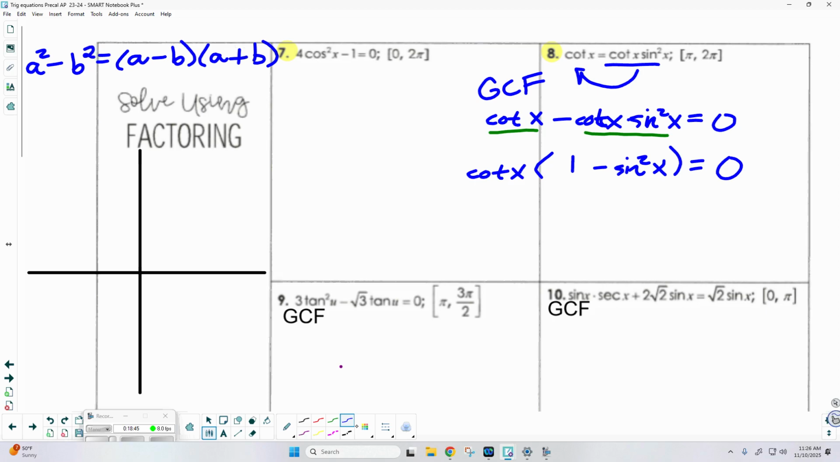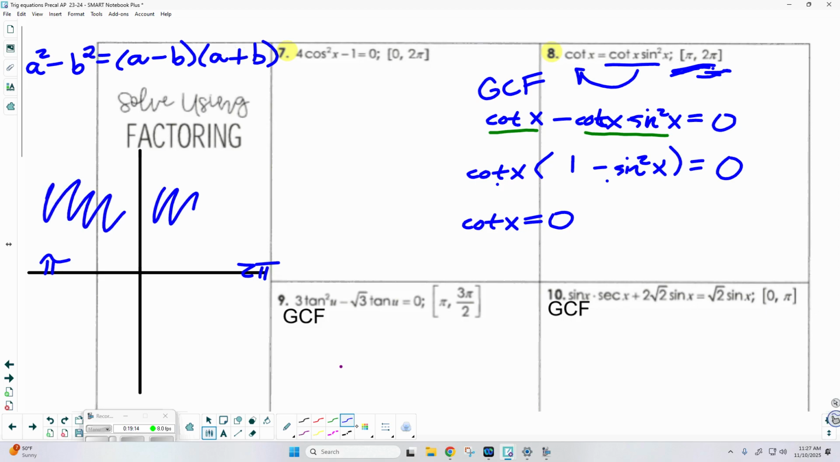Okay. Now again, the 0 product property. I'm going to take each part and set it equal to 0. So cotangent of x is equal to 0. Let's solve that one first. Now remember, on this one, we're only solving it on the interval from pi to 2 pi. So I'm only going to be interested in quadrants 3 and 4. So we're not going to be looking in quadrants 1 and 2.